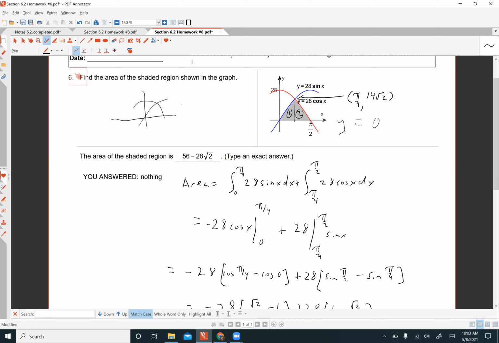So in this case, x would be, for the top graph here, what would you get? x is equal to arc sine of y over 28, if you did it this way. That's the blue graph, and then the red graph would be arc sine of cosine over 28. In that case, you would have to break it up into two parts, right? Because you'd be integrating along the y-axis.